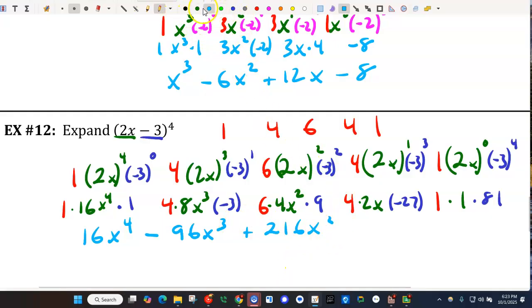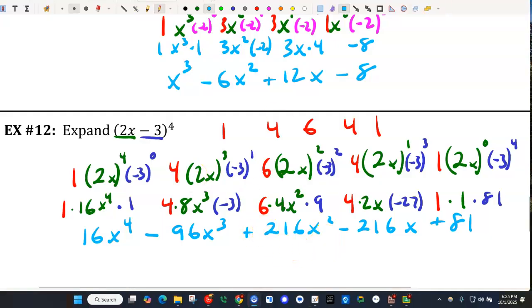Very good. And then, keep on going. We got 4 times 2 times negative 27. In that calculator, comes out to negative 216 as well. Oh, I see it. Okay, good. And then lastly, we have just 1 times 81. That's positive 81.